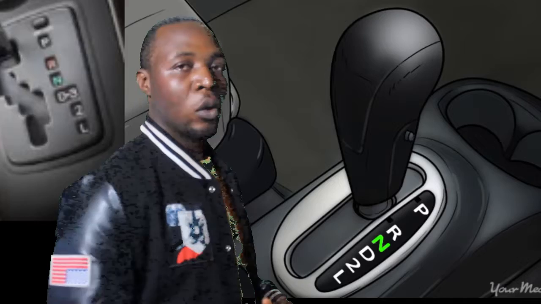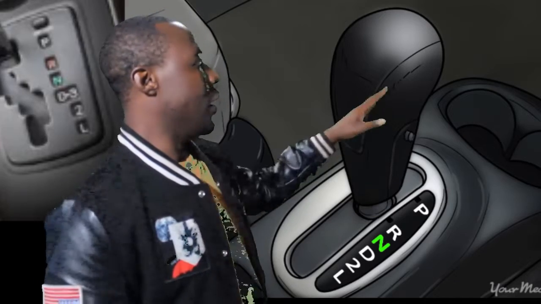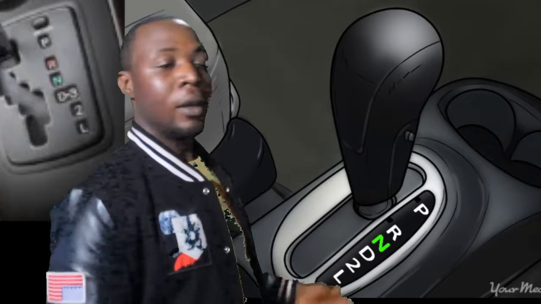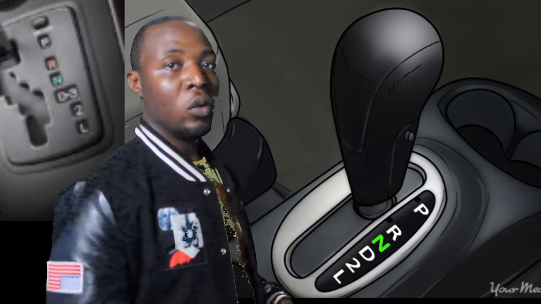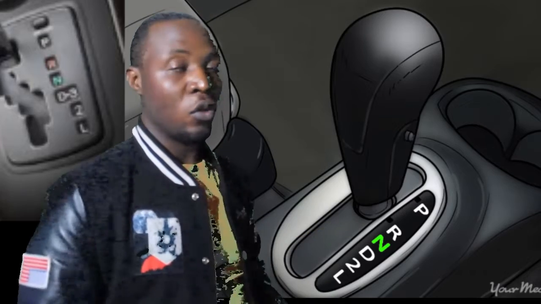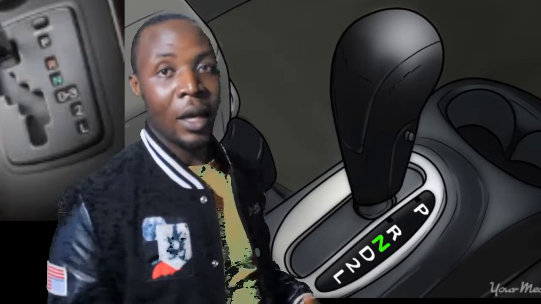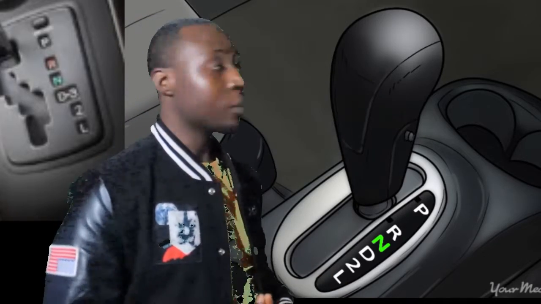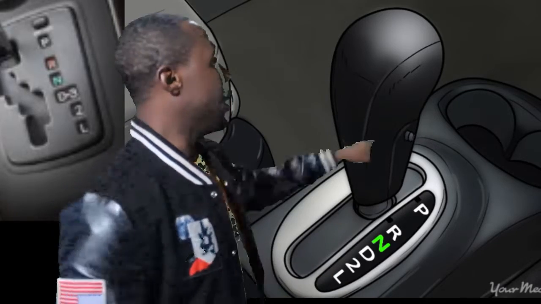Looking at the gear selector, we have letters P, R, N, D, 2, L, and 3, and so on, in so many cars as there are differences. So we'll start with the first letter here, which is letter P.